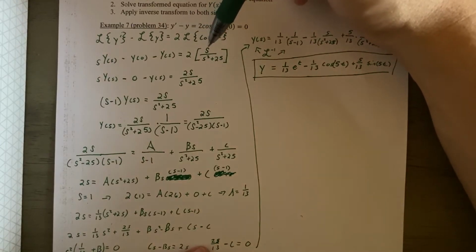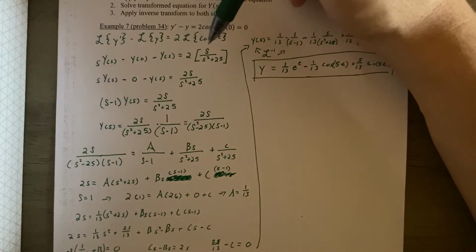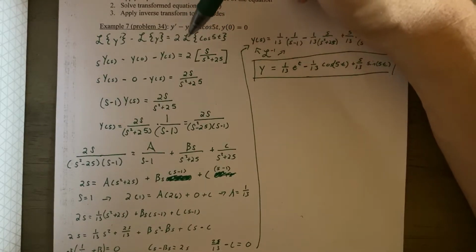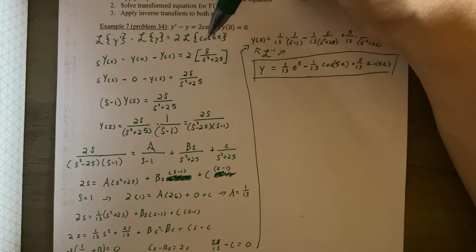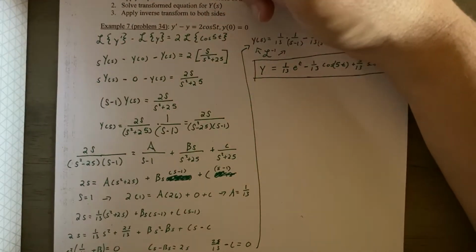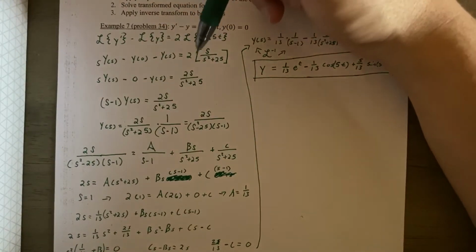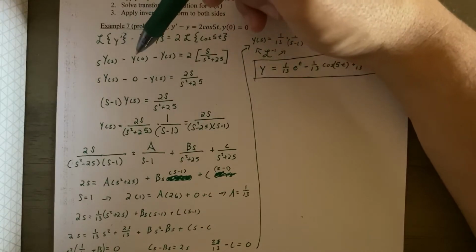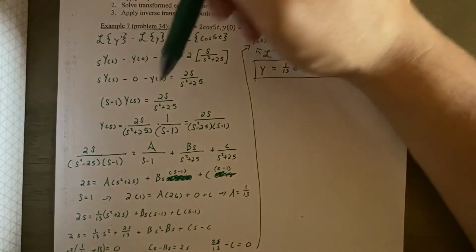And I'm sorry, that's not 5, that's s. It's very easy to get your s's and your 5's mixed up, so make sure that you know which is s and which is 5. Make sure you denote that as well. So we know what y of 0 is. It's 0, so that's 0.